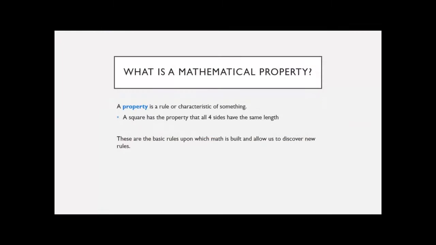So first, we're talking about different properties. Well, what is a mathematical property? When we refer to a mathematical property, we're talking about a rule or a characteristic that describes something. So squares have the property that you have four sides and they're all the same length. And that is always true, so that's also why it's a rule. It's basically something that's always true that describes whatever we're talking about.